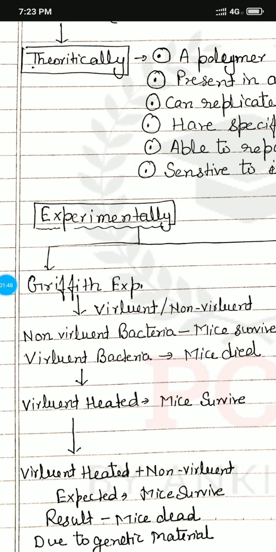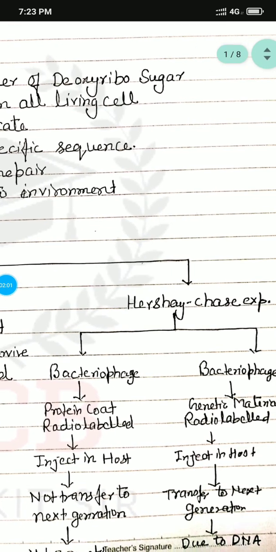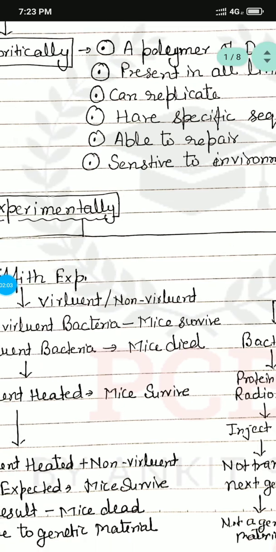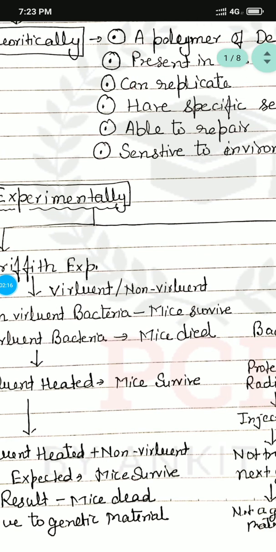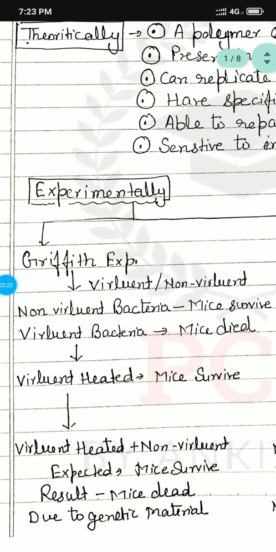Experimentally, there are two types of experiments done at that time to prove that DNA is actually the genetic material. The first one is the Griffith experiment, and the second one is the Hershey and Chase experiment. Griffith actually worked on mice. You take two types of bacteria, one virulent, another non-virulent. First of all, he injected the non-virulent bacteria into a mouse. Somehow the mouse survived. But when he injected the virulent bacteria, the mouse died.